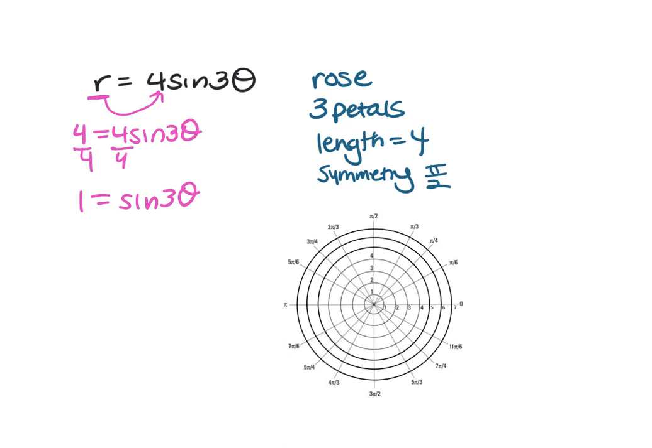Then we're working backwards. Which angle has the sine that is 1? Pi over 2. So pi over 2 equals 3 theta. We divide both sides by 3, or multiply by a third, and theta is pi over 6. So this tells me that one of my petals is at pi over 6. Instead of having to plug in and check, I can work backwards. So if this has a petal length of 4, it looks like this. If it's symmetric to my y-axis, where else is a petal?